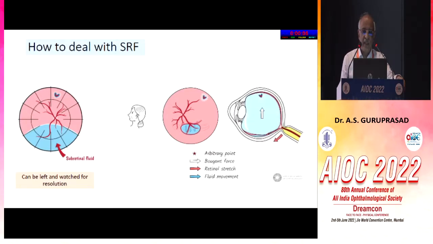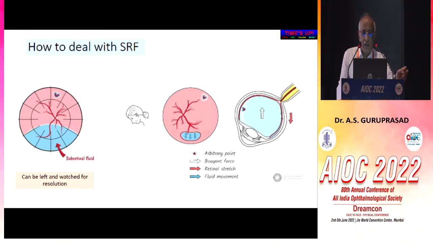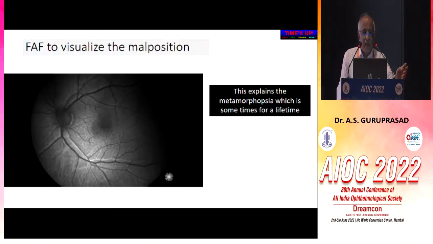But what happens here is that once it is displaced, there is stretching. You can see that stretch, those double vascular lines, and you can see that very well on autofluorescence. And this is probably what explains the metamorphopsia that most patients of retinal detachment experience almost for a lifetime.